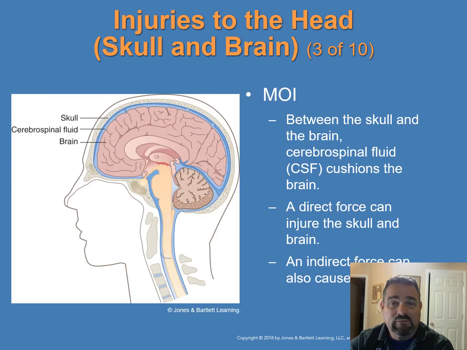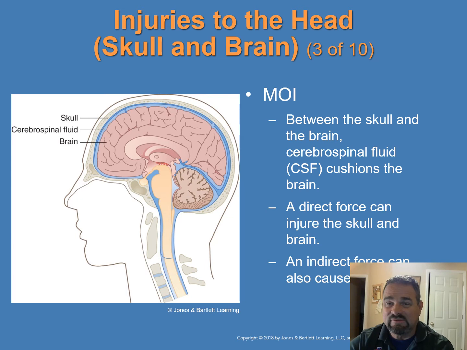All right, so mechanism of injury, MOI. Remember, we're going back to this again. Head injuries are common with certain types of trauma. Between the skull and the brain, you have the cerebral spinal fluid, the CSF. What it does is cushion the brain from direct blows. A direct force can injure the skull and the brain inside. An indirect force can also cause injury.